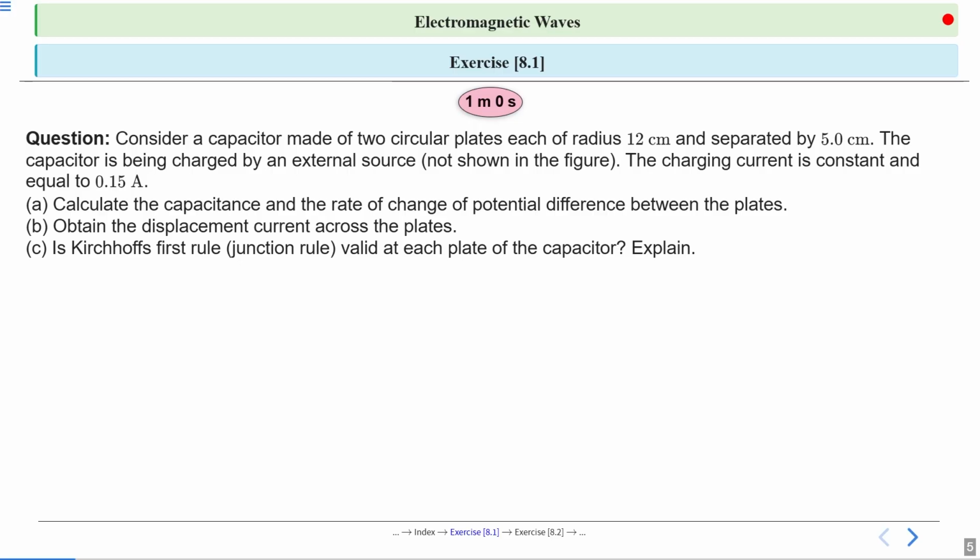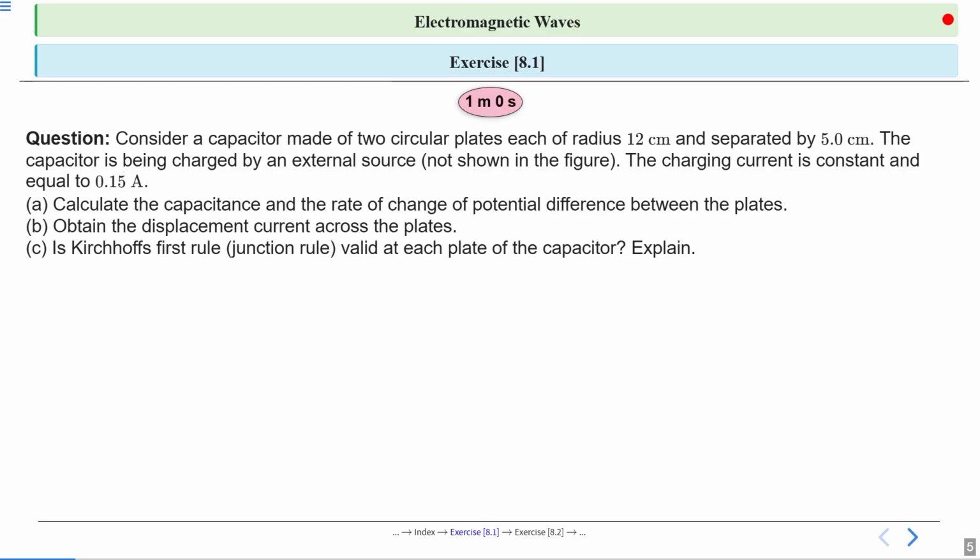This means we are not charging with an AC current, because the charging current is constant. Part A is to calculate the capacitance and the rate of change of potential difference between the plates, that is dV by dt. Charge is being stored on the capacitor, so a potential difference will be created across it. Because it is being charged, the charges on the plates accumulate, due to which the potential across the plates is changing with respect to time. So you have to find this and also calculate the capacitance.